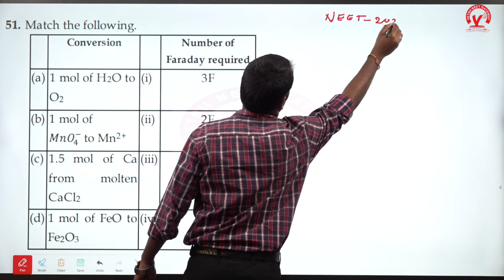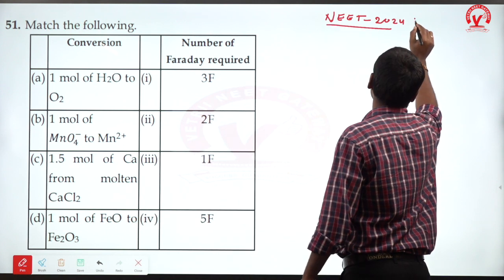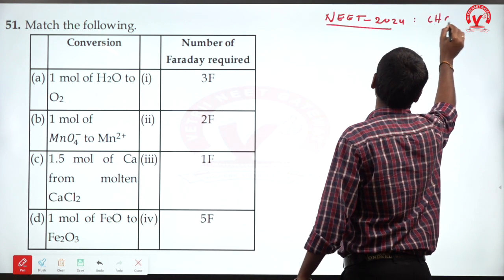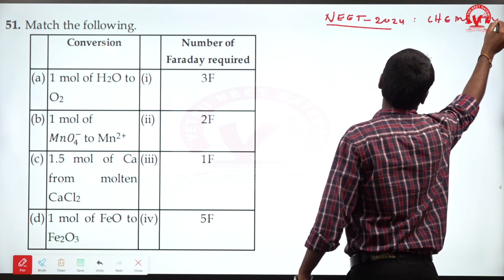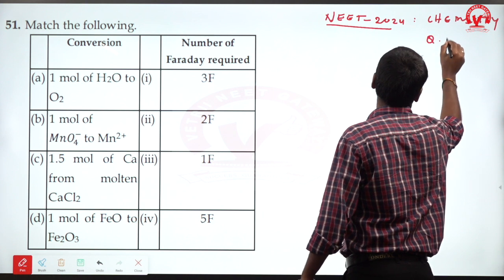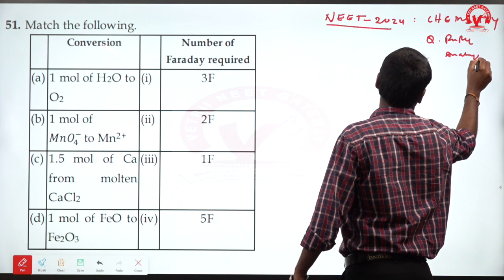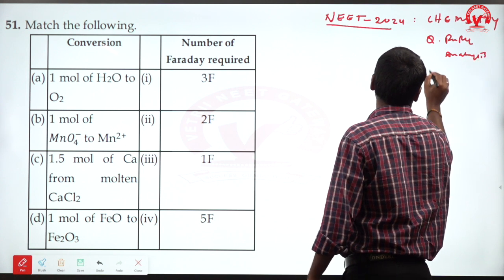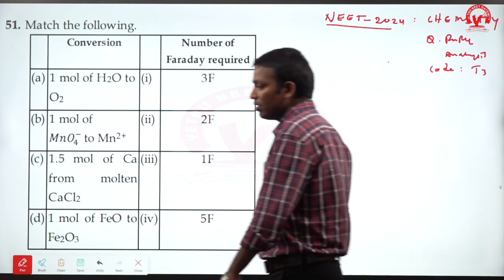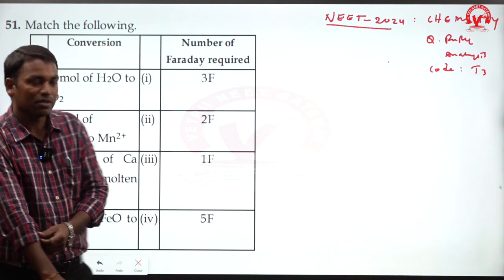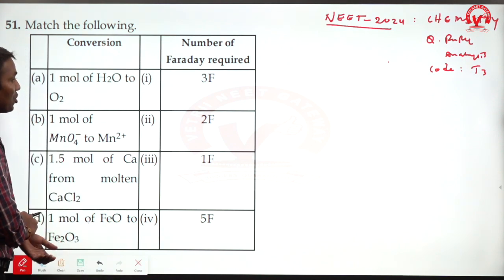NEET 2024 chemistry question paper analysis. The code is T3. A brief discussion about this chemistry question paper, NEET 2024.